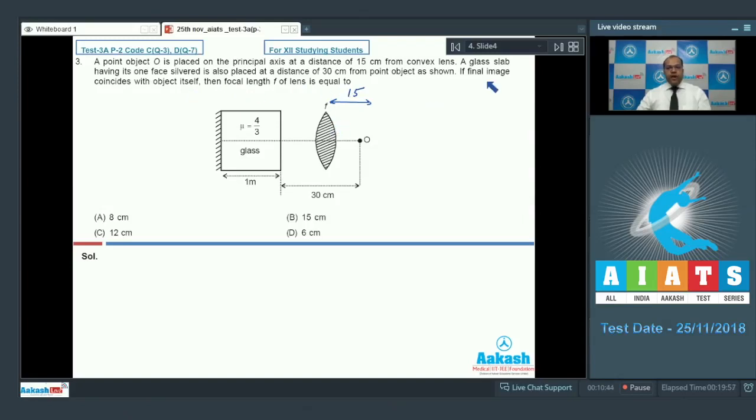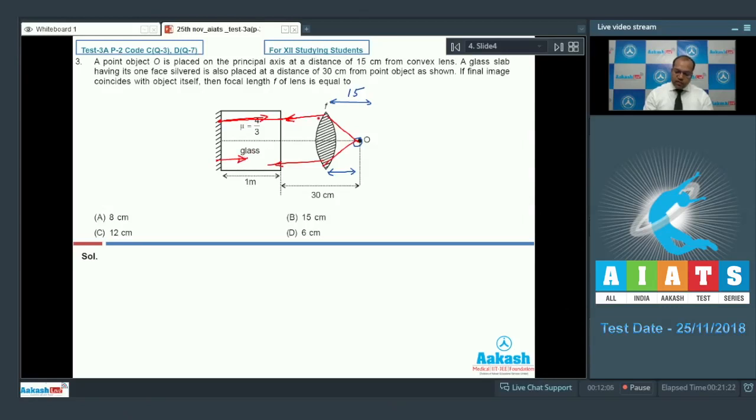In order that the final image coincides with the object itself, the ray must retrace its path after reflection from this plane mirror. This is possible when the object is kept at the focus of the lens. Then after refraction from the lens, the rays become parallel, and as the parallel rays are incident on the glass with angle of incidence 0, they go undeviated, and from this point they get reflected.